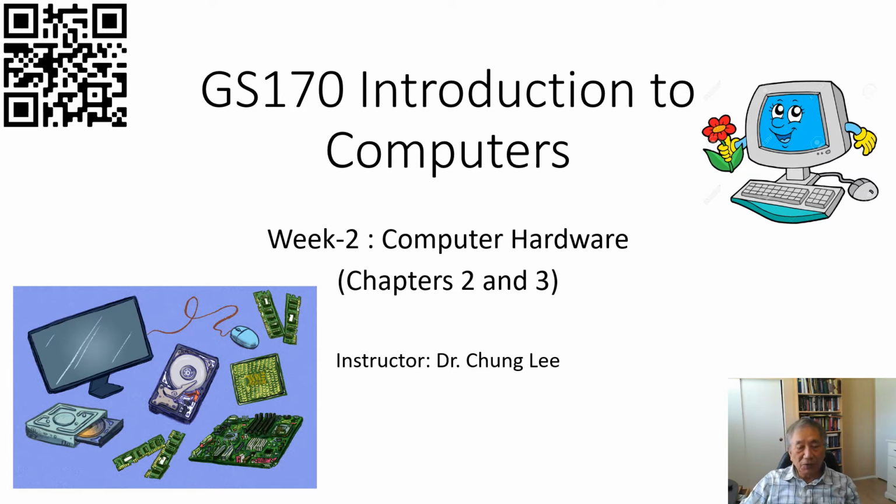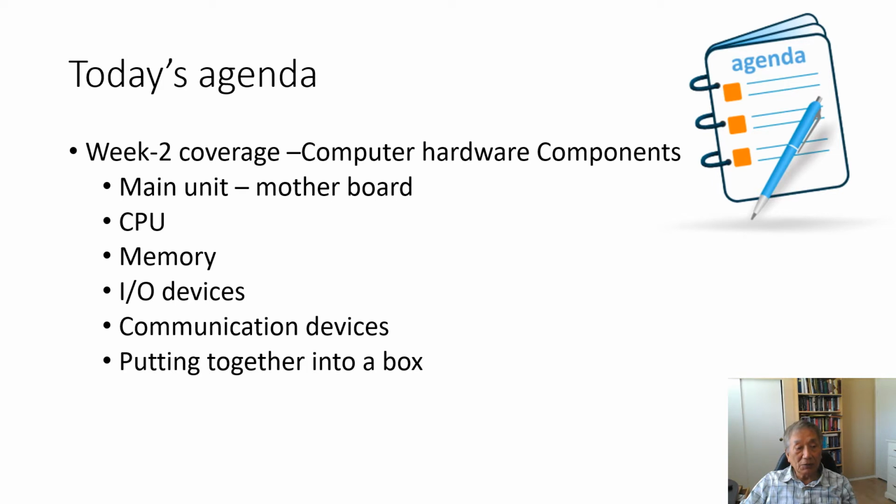For those, please read chapters 2 and 3 of our textbook. That will give you much more detail than I can cover in this time period. So we'll talk about the main unit, the CPU and memory, I/O devices, communication devices, and putting together into a box, that kind of order. So more or less, that is what is in the hardware of a computer system.